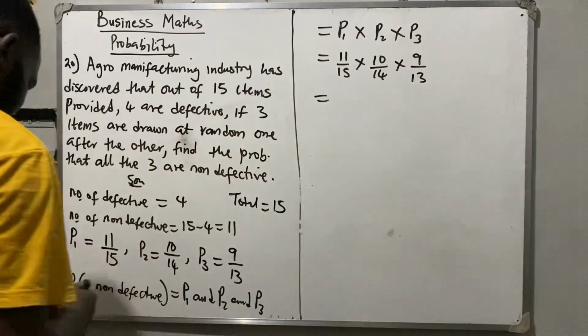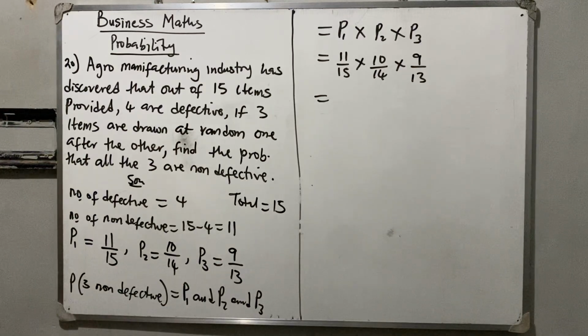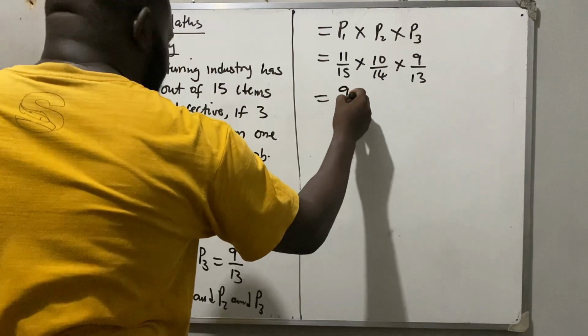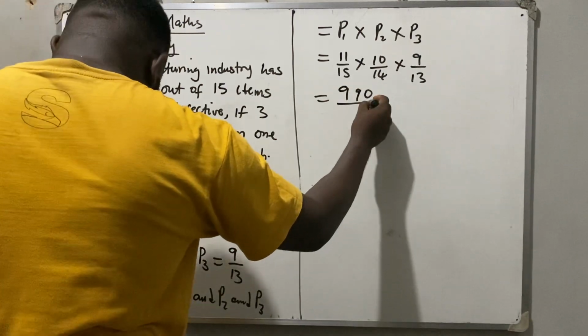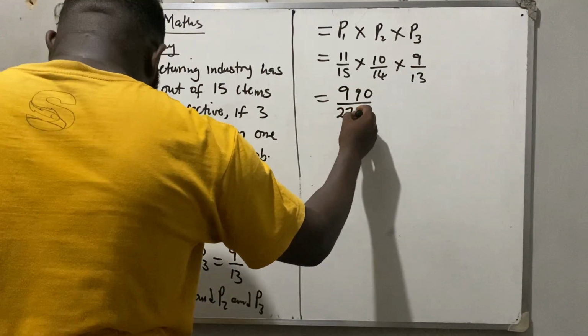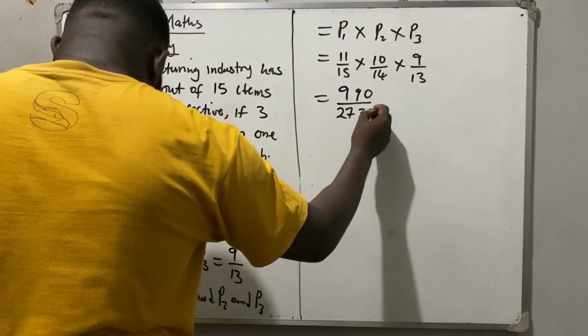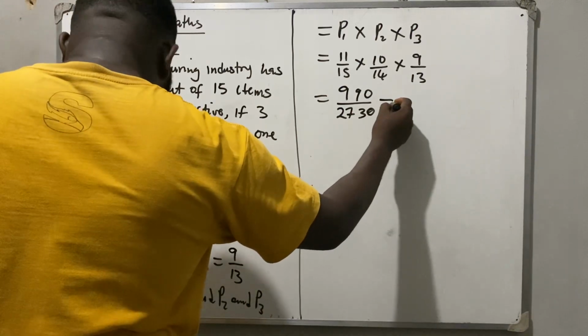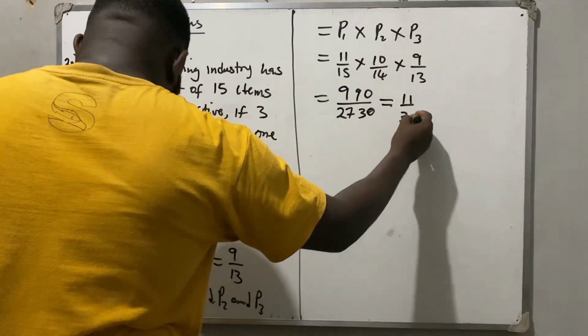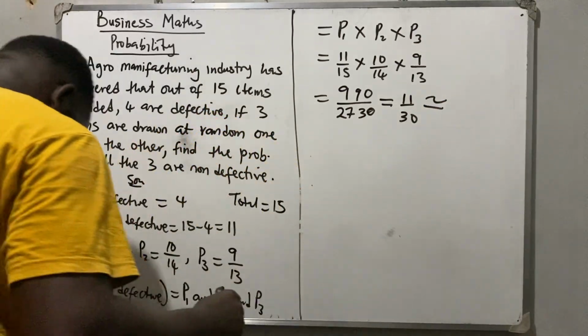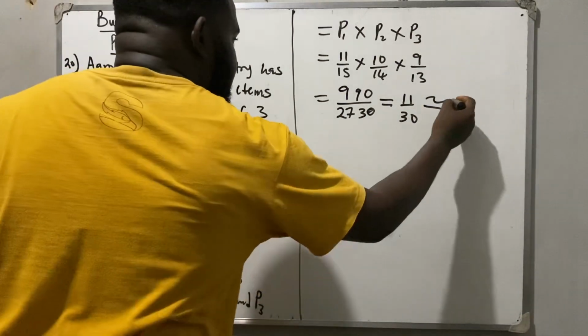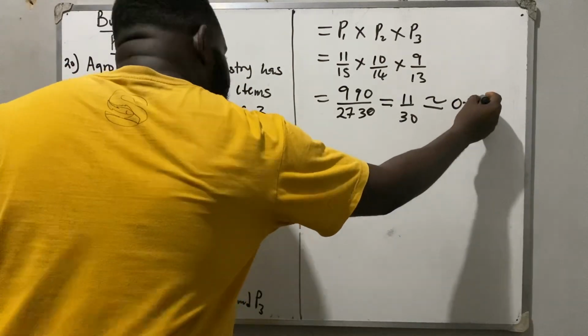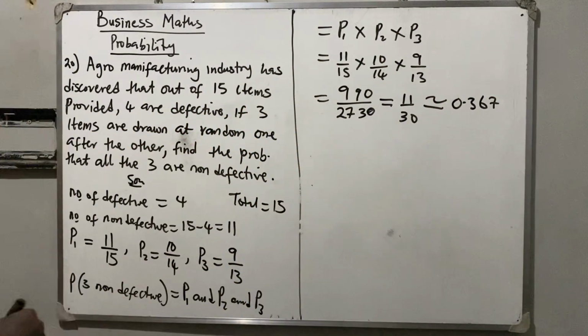So if you multiply everything out, you're going to have 990 over 2,730. Sorry, 2,730. If you reduce it to the lowest, you're going to have 11 over 30, which is approximately 0.367. So that is the probability, as simple as that. This is very, very simple.